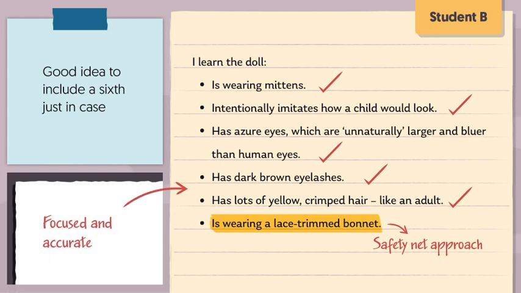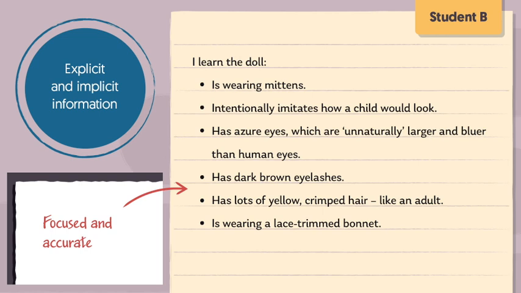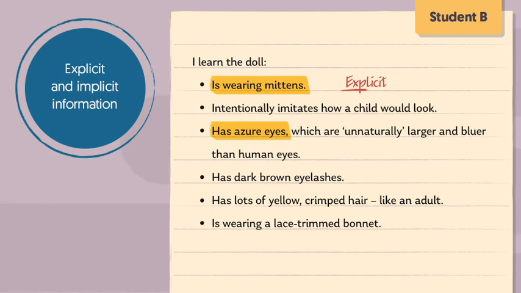Overall, their response is focused on the question and accurate, and they comment on both explicit and implicit information. Their points that the doll is wearing mittens and has azure eyes are explicit, as they're facts taken directly from the text. Their point that the doll intentionally imitates how a child would look is implicit, as they've inferred it from the information given.